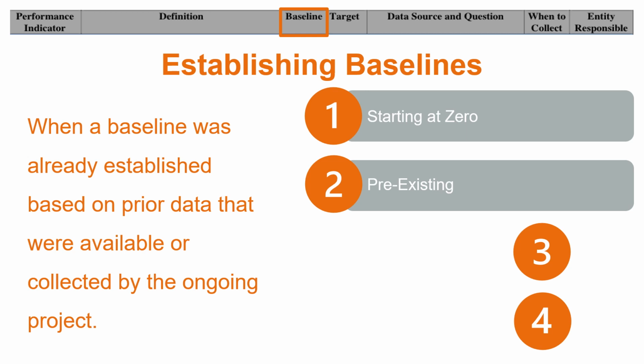Baselines can also be pre-existing. This happens when a baseline was already established based on prior data that were available or collected for the ongoing project. This will generally occur in cases where a program's activities are being continued. For instance, if a program was conducted for a second year. When a pre-existing baseline is used, that baseline should be qualified with the period of time. For instance, program year 1 data.